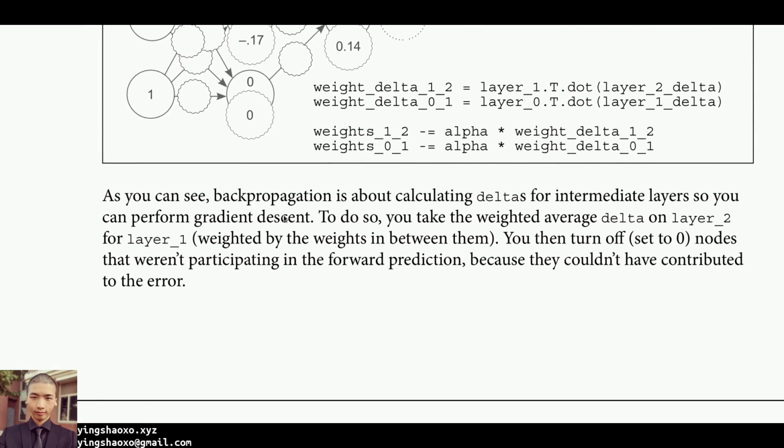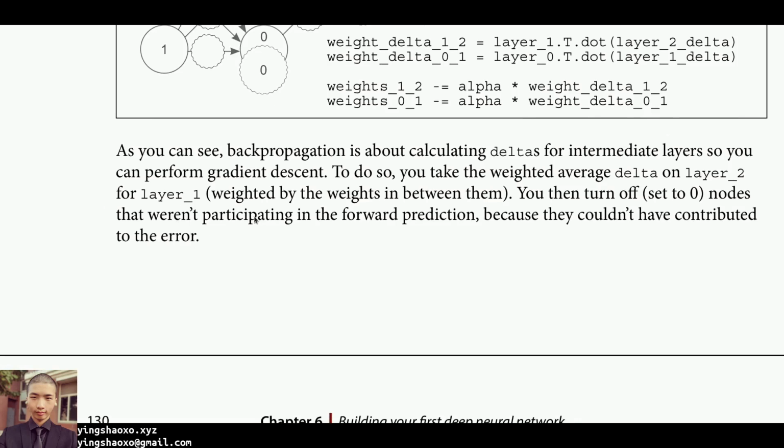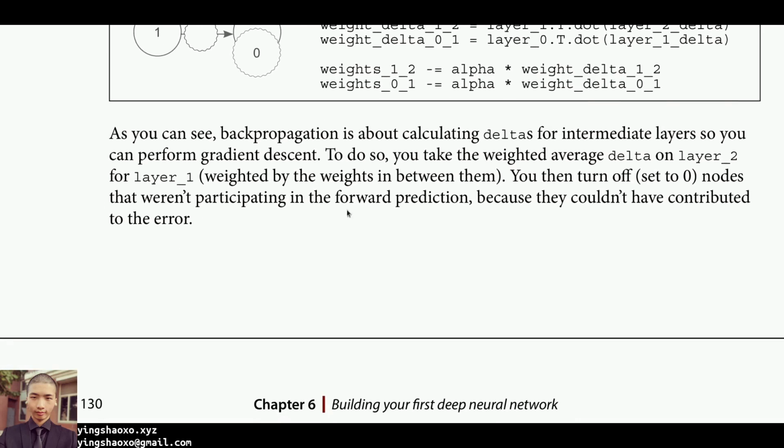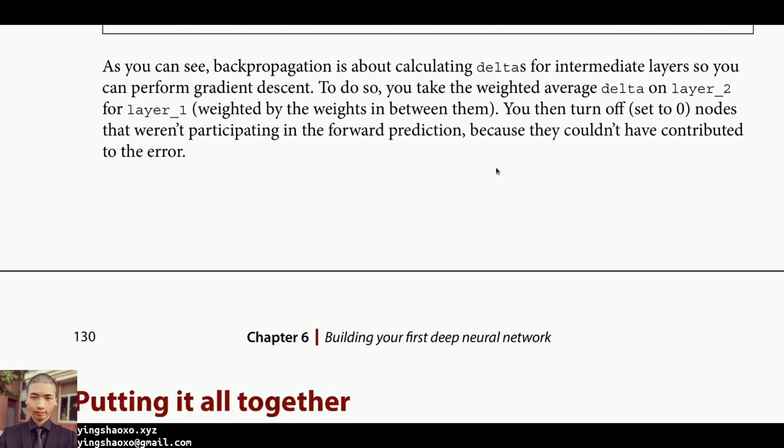As you can see, backpropagation is about calculating deltas for intermediate layers so you can perform gradient descent. To do so, you take the weighted average delta on layer 2 for layer 1, weighted by the weights in between them. You then turn off, set to 0, nodes that weren't participating in the forward prediction because they couldn't have contributed to the error.